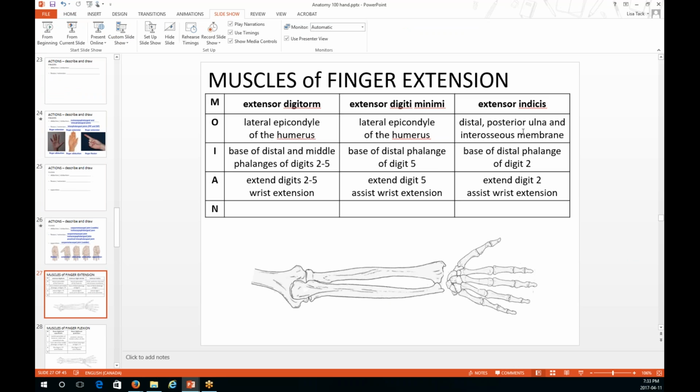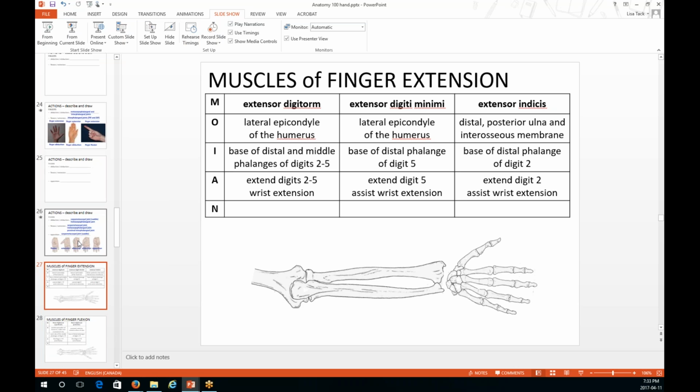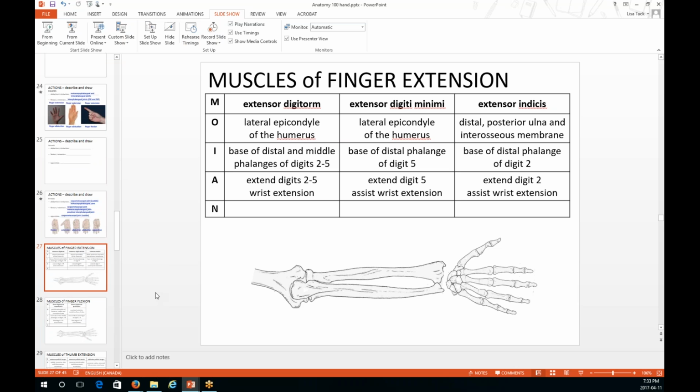So now we have the muscles. We're not going to do the actions again. We'll just do the muscles. So the muscles of finger extension. Look what word they have in common in all their names. Extensor digitorum. Extensor digiti minimi. It's like mini-me, okay? Extensor indici is the first, your index finger. So generally, because these are extensors, they're on the lateral epicondyle of the humerus, except for extensor indici. So you just have to remember that one's a little bit different.